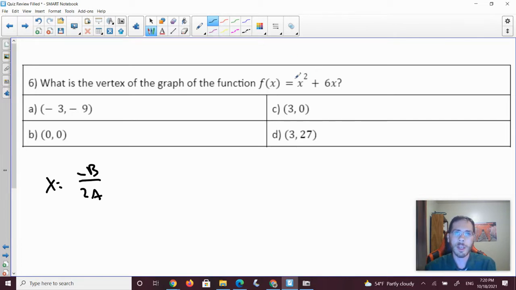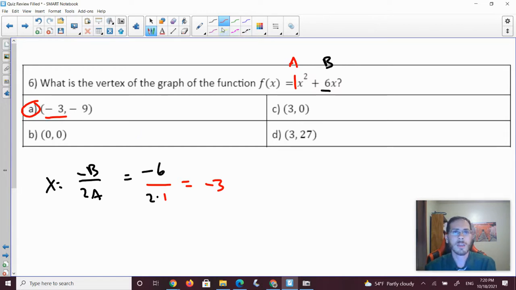So we have to remember that a, well, let's do that in red again. A is going to be 1 because it's the number in front of the x squared. B is going to be 6 because it's the number in front of the x. So negative 6 over 2 times 1. Well, negative 6 over 2 times 1 is negative 3. And at this point, I can just pick A because that's the only one with negative 3 for the x coordinate.